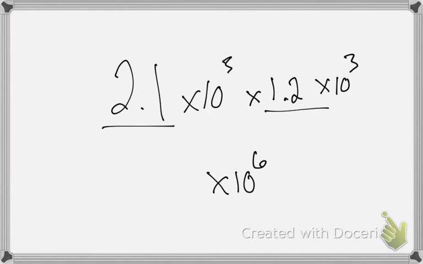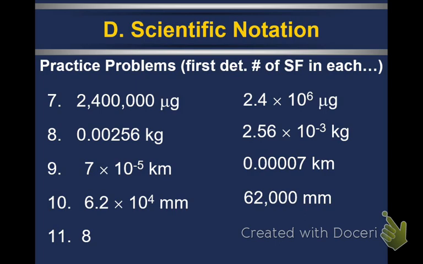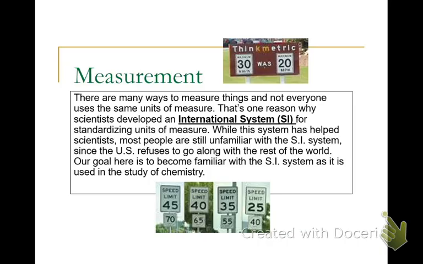2.2? Anybody? Whatever that is, times 10 to the 6th. Okay? So that's how you multiply and divide, use in science. The US or the metric.